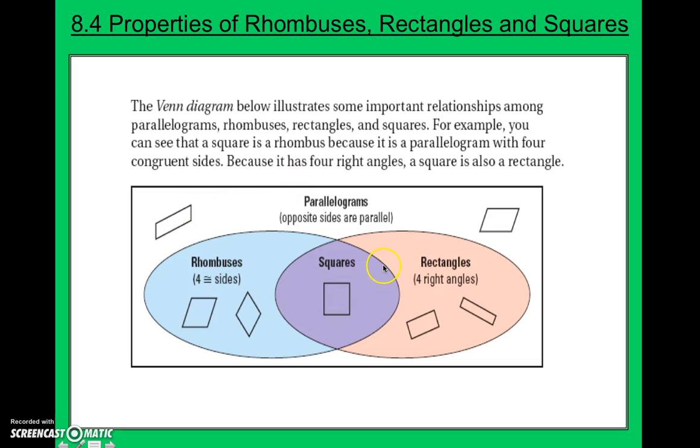Here's a Venn diagram showing those important relationships among parallelograms, rhombuses, rectangles, and squares. If we look at the square, you can see that obviously it falls into the category of parallelograms, but also it has four congruent sides and four right angles. So it's classified as a rhombus and a rectangle.